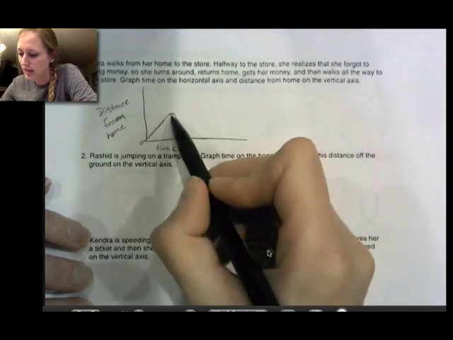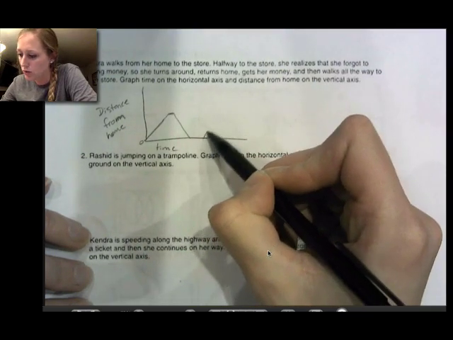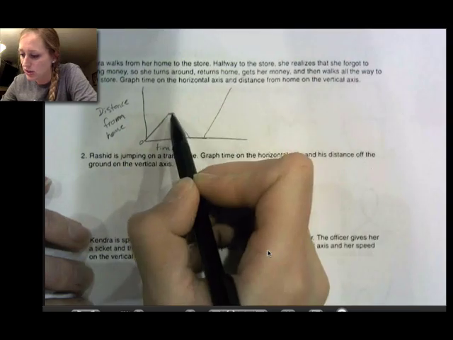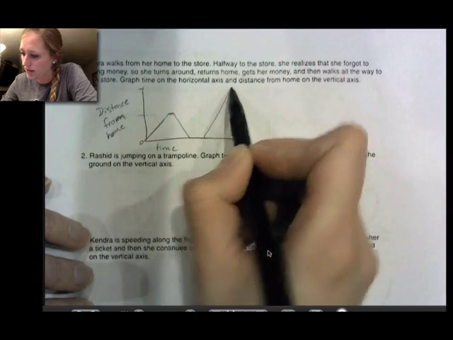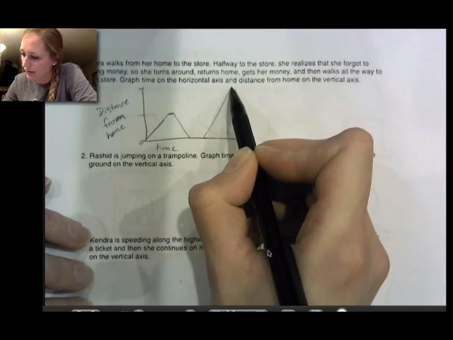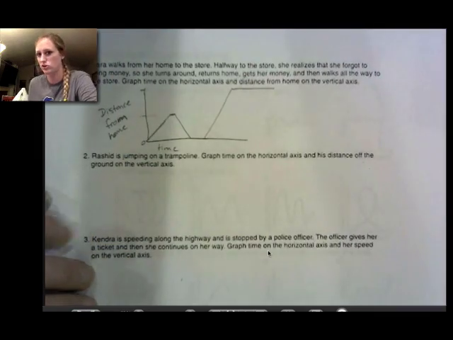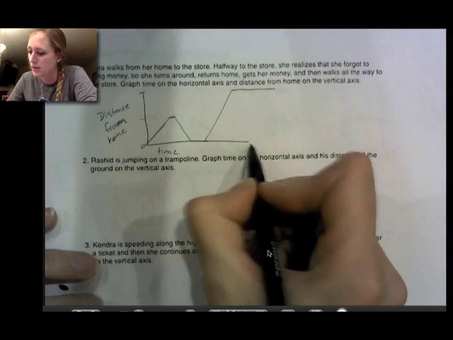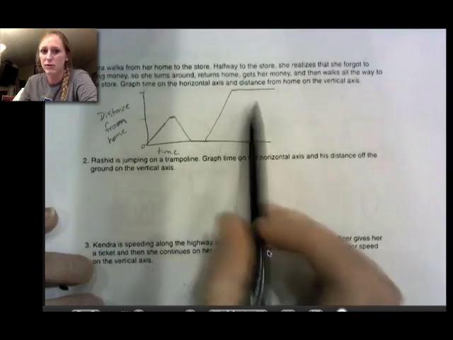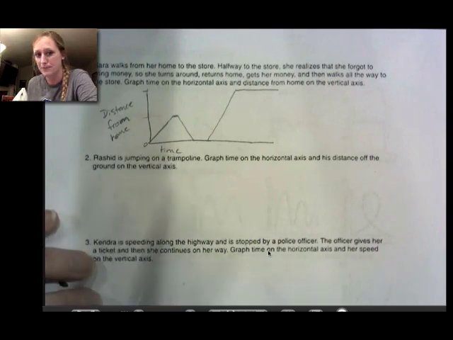Remember, this height was halfway to the store, so all the way to the store would be twice as high. Whatever this height is, I want to double it to put up here. And then she's at the store. We don't know how long she's at the store, so we'll just end it there. She stays at the store. Eventually she probably comes back home, but we'll leave it at that for now. Okay, so that is a graph that would model that situation with distance from home versus time.